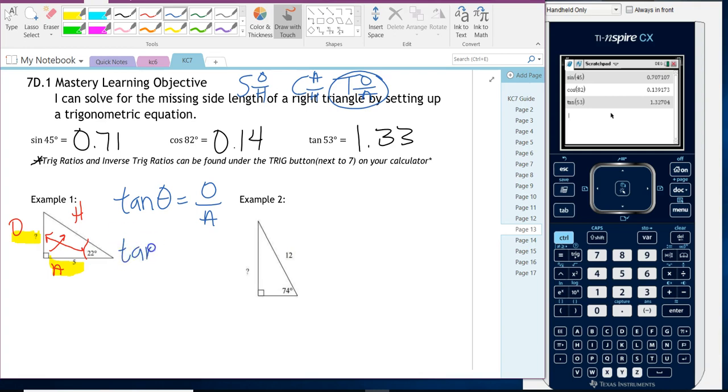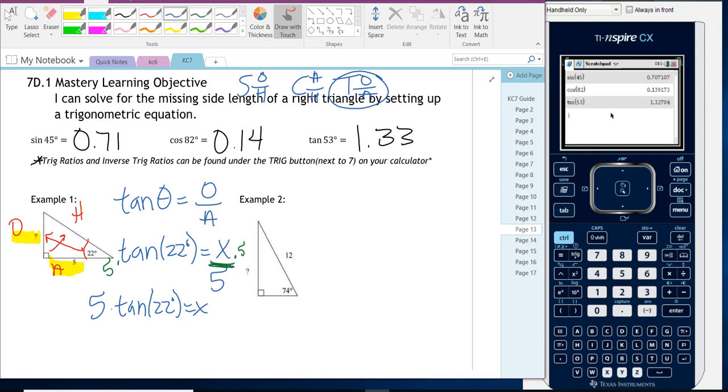Tangent. I do know what my angle is. My angle is 22 degrees. My opposite, I do not know what that is, so I'm going to let that be x. And my A was my adjacent side, which is 5. Now I want to solve for my x. So right now, this means divide by 5. So the opposite of dividing by 5 is to multiply by 5. And whatever I do to one side, I must do to the other side. So right now, I'm going to have 5 times the tangent of 22 degrees is going to equal my x.